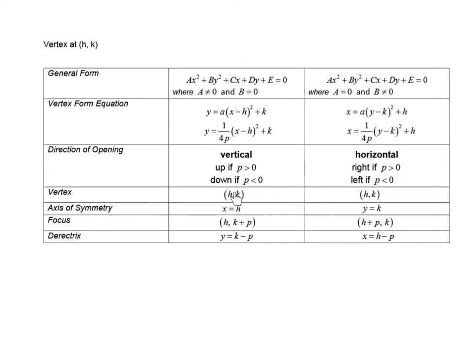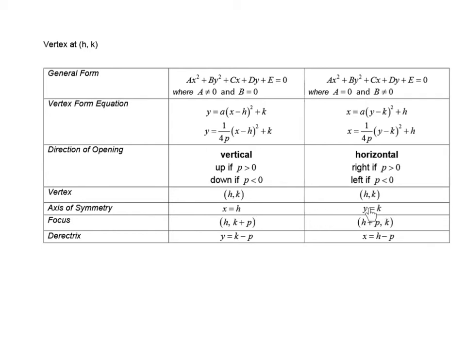Okay, the vertex is (h, k), which you probably already knew. Whether it opens left or right or up and down, this point is still going to be (h, k) no matter what. H is going to be your x and k is going to be your y for that coordinate. The axis of symmetry is going to be x equals h for parabolas that open up and down. And for parabolas that open sideways, y equals k is going to be your axis of symmetry.